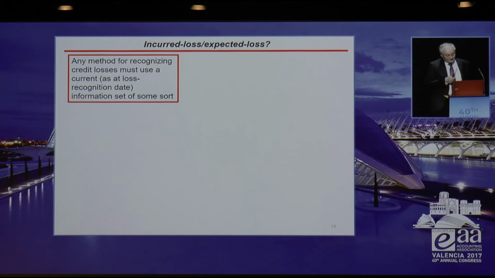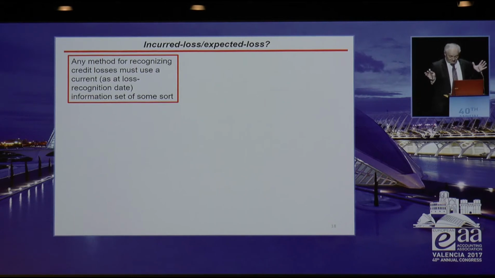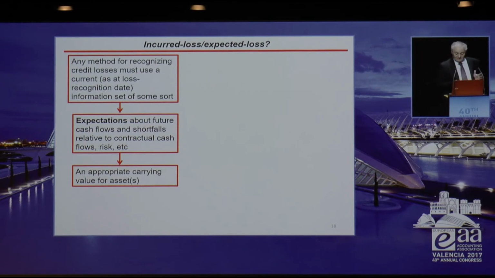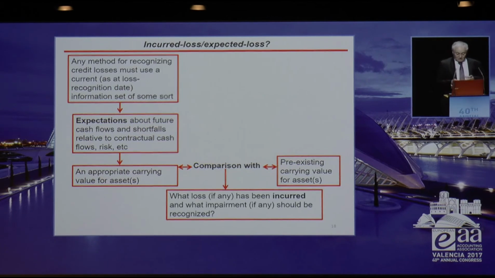One of the conclusions that we've come to is that all impairment methods, whatever they are, require the use of a current information set, whether that current information set is the narrow criteria that are currently defined in IAS 39 or the IFRS and US GAAP, or some wider information set. So some information set has to be used. And that leads you to expectations about future cash flows, shortfalls relative to contractual cash flows, risk, etc. That leads you to an estimate of an appropriate carrying value for assets, which when compared with the pre-existing carrying value of the assets, could be characterized as giving you an answer to the question, what loss, if any, has been incurred, and what impairment, if any, should be recognized.